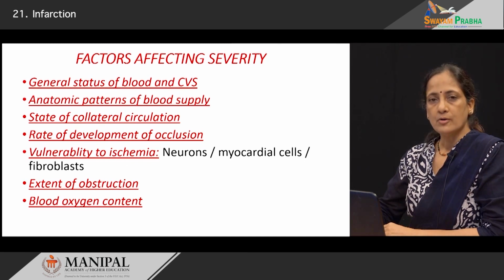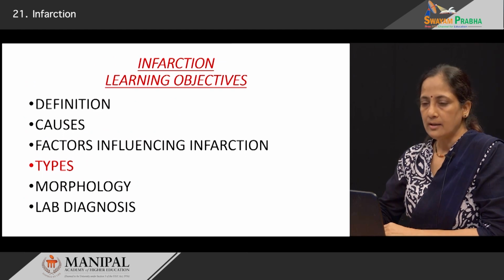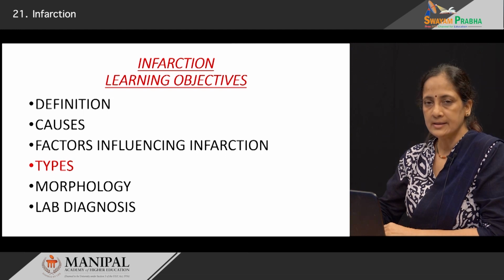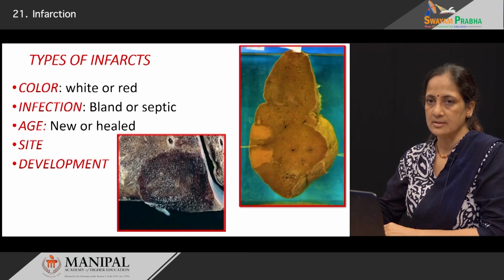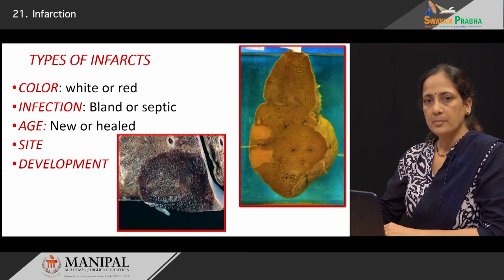The infarcts are of different types when different characteristics are taken into consideration. If we look at the color of the infarct, traditionally infarcts are divided into white infarcts and red infarcts. The white infarcts are also known as pale infarcts. The red infarcts are also known as hemorrhagic infarcts. Based on the presence or absence of infection, the infarct can be reclassified as bland infarct or septic infarct.